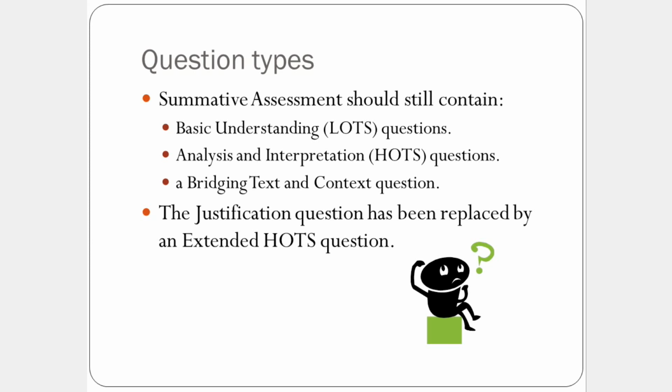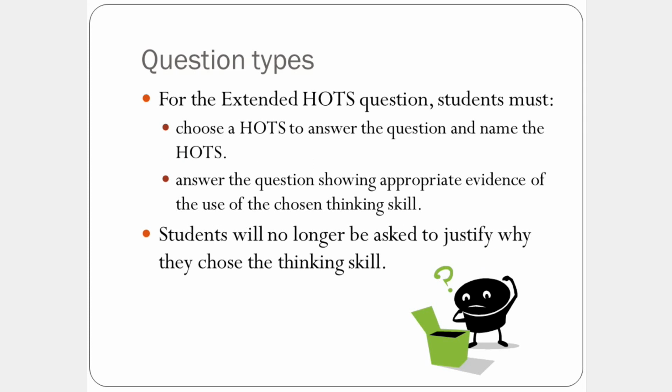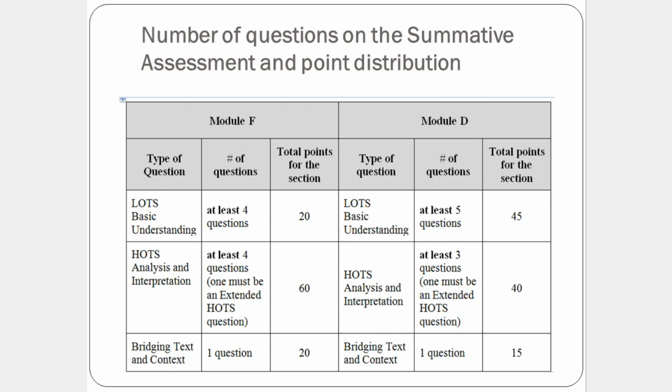The justification question, which you can find on some of the old Bagrut exams, has been replaced by what's called an extended HOTS question, which we learned about in a previous session. For the extended HOTS question, just as a review for you, students must choose the HOTS that they're going to use to answer the question and name it and write it on the line provided for them. Then they should answer their question showing appropriate evidence of the use of the proper thinking skill and the chosen one that they used. Students will no longer be asked to justify or explain why they chose that particular thinking skill. This chart is also in the session that you have.